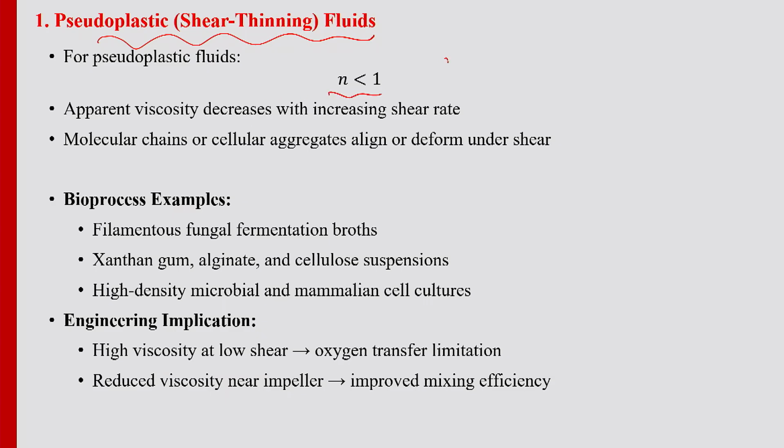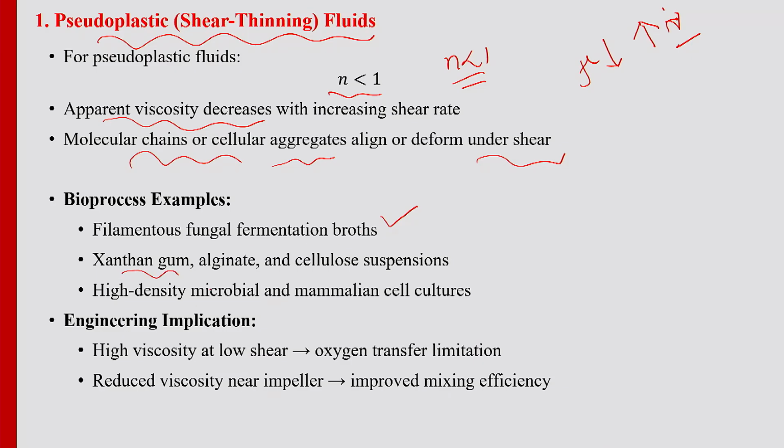For the pseudoplastic, n is less than 1. The apparent viscosity mu decreases when the shear rate gamma dot increases, because molecular chains, cells, and aggregates deform under shear. Whenever shear is applied, they get deformed. Examples we already discussed: filamentous fungal fermentation broth, xanthan gum, alginate, cellulose suspension, and mammalian cell cultures are all pseudoplastic.